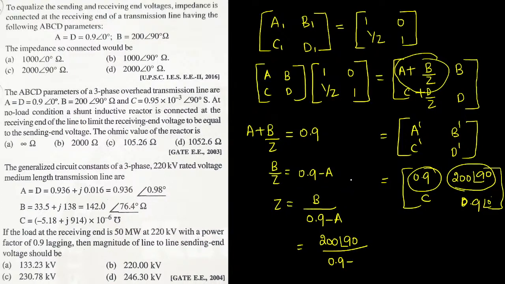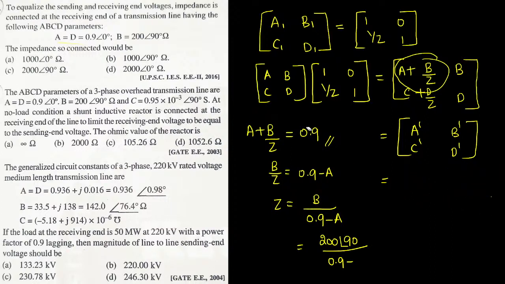Okay, 1 minute guys. Here there is some mismatching, right? See what they have given. They have given it as the total network value, right? So, to equalize the sending and receiving voltage, the impedance is connected at the receiving end of the transmission line having the following ABCD parameter. Okay, I misunderstood. 1 minute, guys. Everything is fine. There is a small misunderstanding. Let us see.